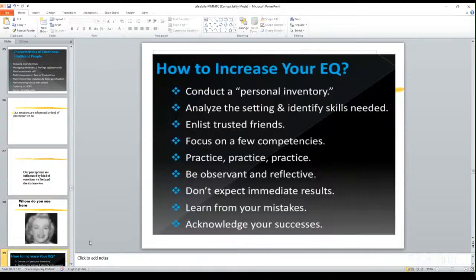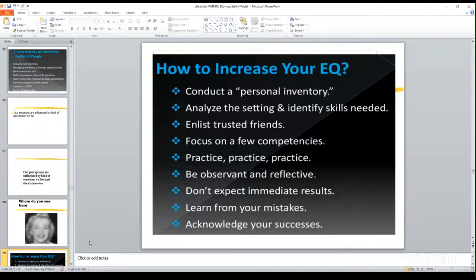Then, having all that, how to increase your EQ? One is conducting a personal inventory. By yourself, you check and analyze the setting and identify the skills needed. That's also important. Then enlist trusted friends. All of us have friends. How many of you have good and trusted friends? Difficult. Finger counts.